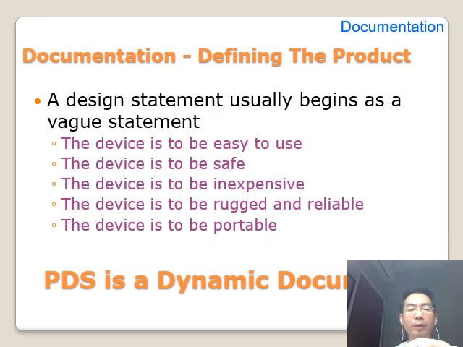A design statement usually begins as a vague statement, like the device is to be easy to use, the device is to be safe, or the device is to be inexpensive. So as you can see, the PDS documentation is a very dynamic document, which describes the product design specifications.